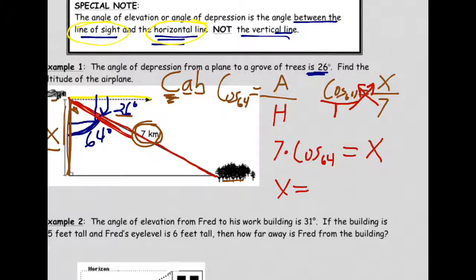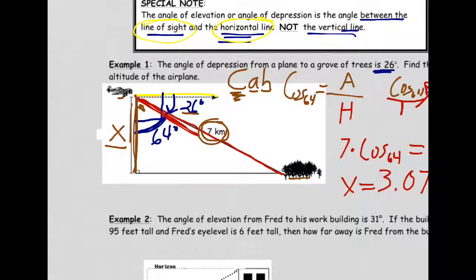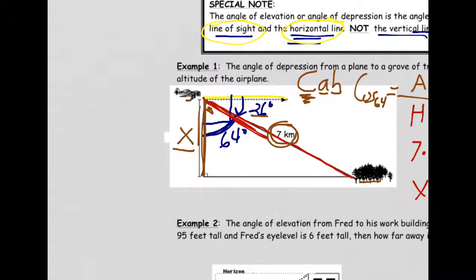3.068, so we're going to round to the nearest hundredth, 3.07. So the altitude of the plane is, here we'll bring it over here, 3.07 kilometers. That's how high the plane is in the air.